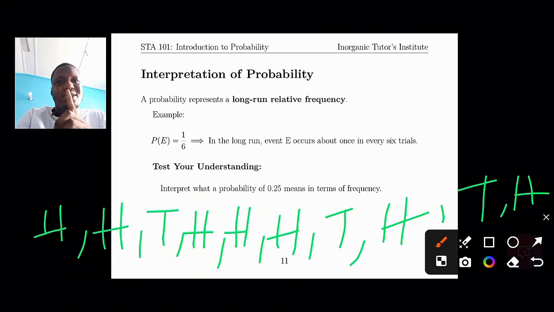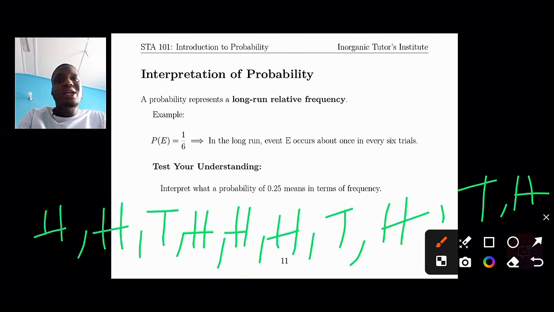Why is that wrong? That is wrong because it is not in the long run. You just did 10 tosses. 10 tosses is not sufficient statistically to make a conclusion. So for you to accurately make a conclusion, you need a very large number of sample points.